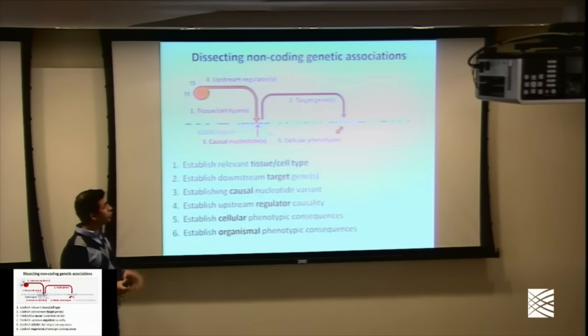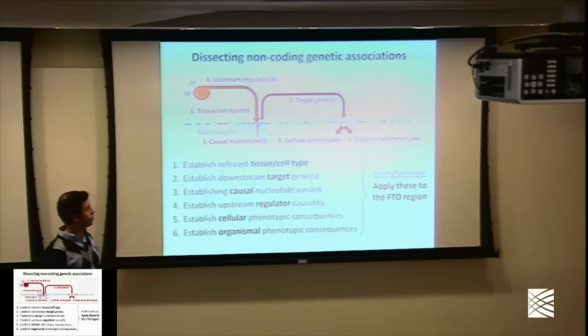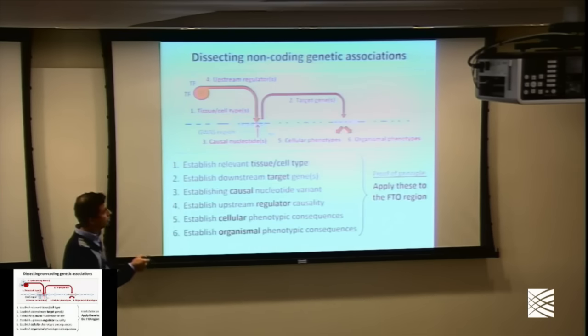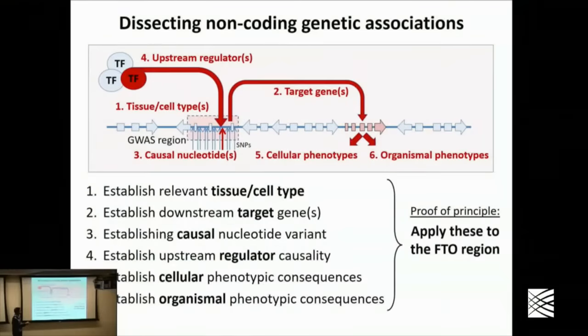And let me remind you, what are the 6 things that we would like to know for every one of these regions? We'd like to know from a genetic region of association, number 1, what is the tissue and cell type that it acts in? Number 2, what are the target genes that mediate this phenotype? Number 3, what are the causal nucleotides among many nucleotides that are co-inherited in that region? Number 4, who are the upstream regulators that bind these nucleotides, whose binding is disrupted by the genetic variation? Number 5, what are the cellular phenotypes? And number 6, what are the organismal phenotypes that result from these target genes being altered? Everybody with me? Let's go through it for the FTO locus.